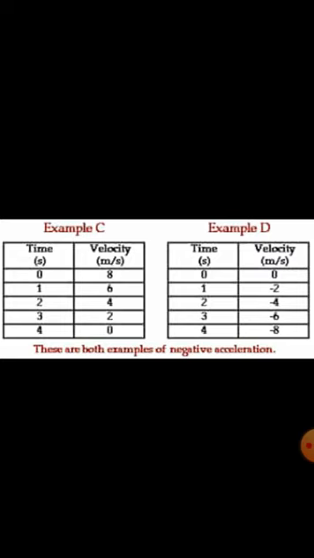Here, you observe that the final velocity is less than the initial velocity in any given time interval. So, the change in the velocity will be negative and acceleration will be negative. Even in example D, we can find that the velocity goes on decreasing with time interval. So, the change in velocity, v minus u, will be negative and the body will have negative acceleration.